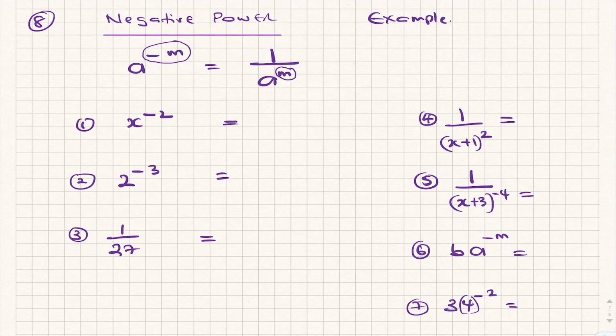Right, I'm hoping you've done them and now you know your solutions. So let's just do them. Right, x to the power minus 2 is, using the formula above here, actually 1 over x squared.